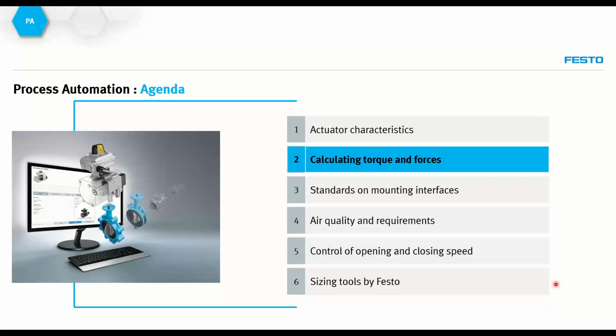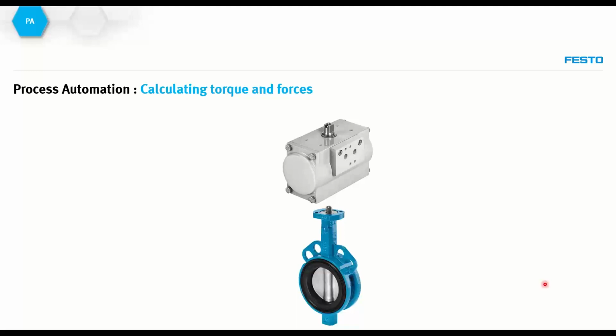After we are done with the torque curves, now let's see how to calculate the torques and forces for both valves and actuators. Starting with the flange pressure rating, it doesn't affect my sizing of the actuator, but normally when it comes to selecting the process valve, the first thing to look at is the flange pressure rating.